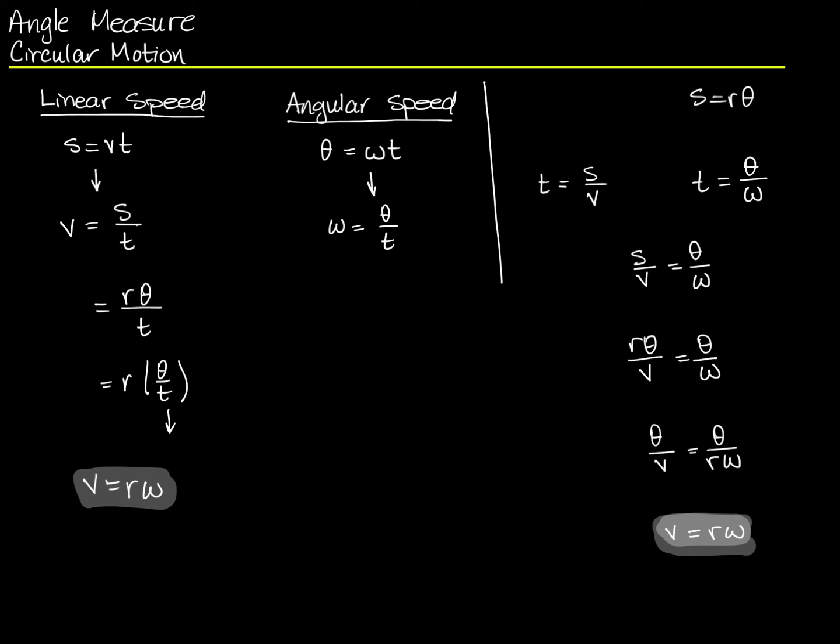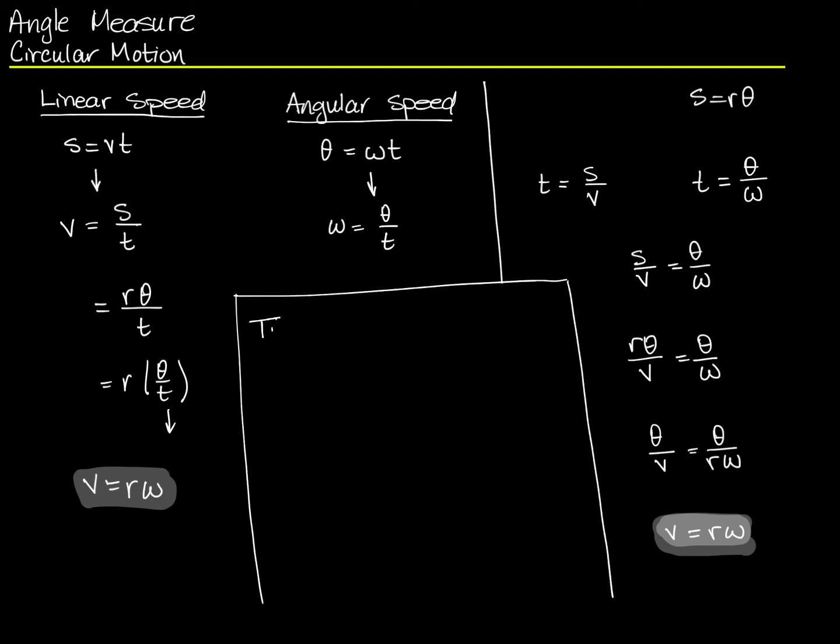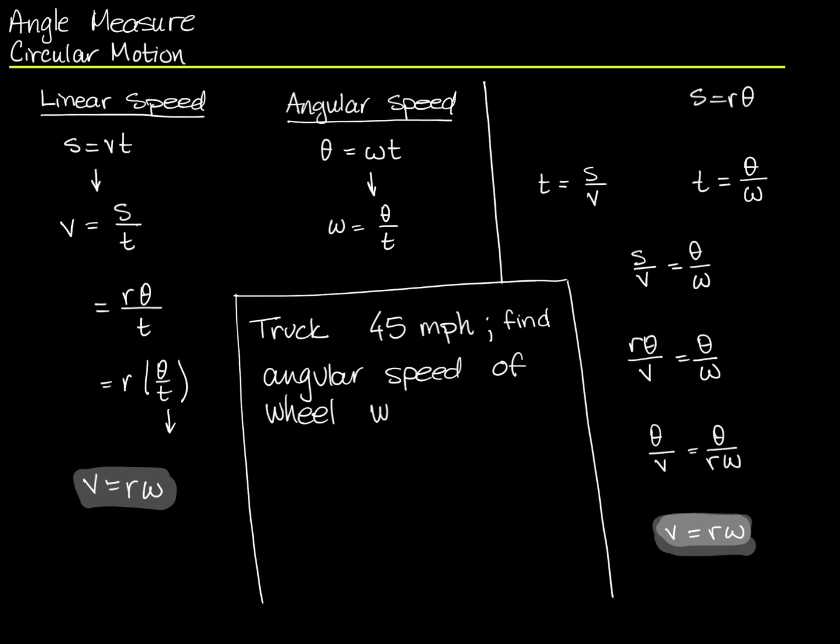Okay, a quick example here. Let's say that a truck is traveling at 45 miles per hour. What is the angular speed of the wheel if it has a 16-inch radius?